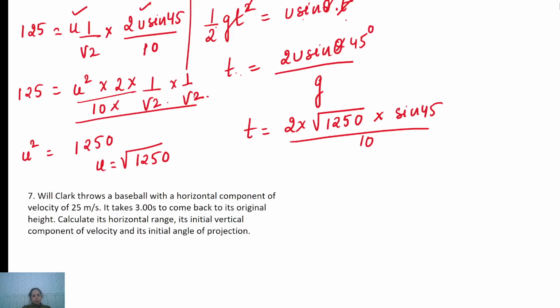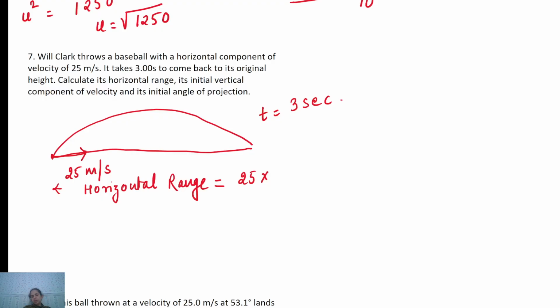So the horizontal range, this is what it wants. Do we know the speed in the horizontal direction? Do we know the time? Do we have acceleration in the horizontal direction? No. So it's just speed times time. That is 75 meters. Done.